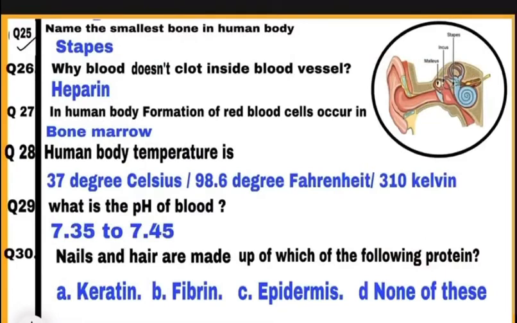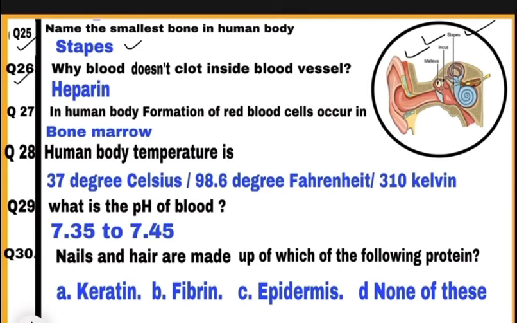Question 25. Name the smallest bone in human body. Stapes is the smallest bone in human body. Middle ear has 3 bones, malleus, incus and stapes, and stapes is the smallest bone present in human body.